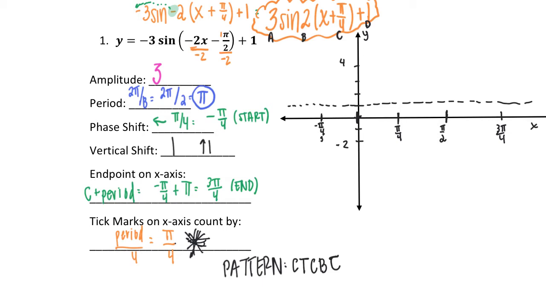Let's go ahead and do that. Start at negative pi over 4, and it's a sine curve, so we start at the center. Our next tick mark is on the y-axis. We go to the top, back to the center, down to the bottom, back to the center. We've got our lovely transformed sine curve.